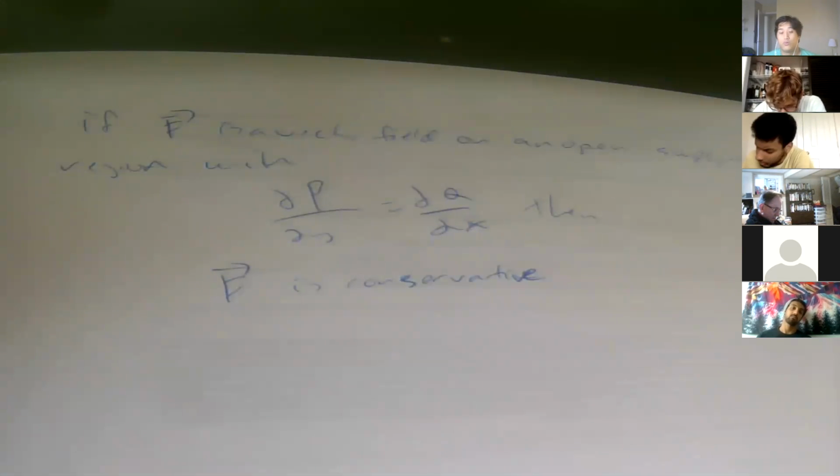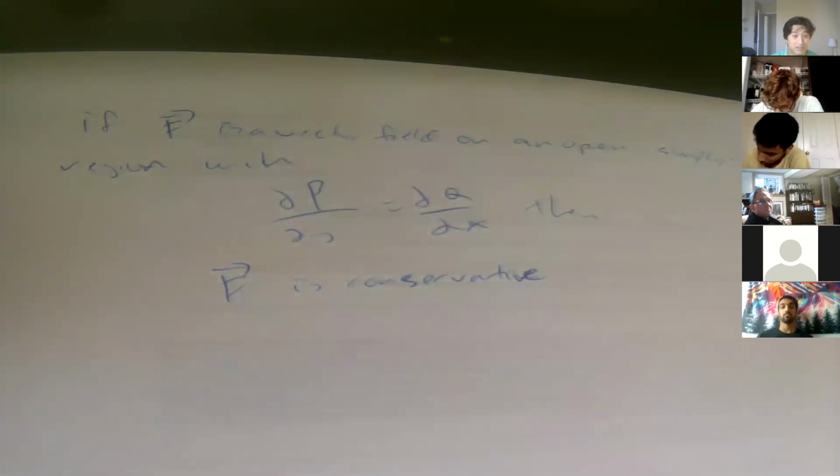So if the derivatives match up and my region is nice, then I'm guaranteed to have a conservative field. Okay. Does that make sense? And what's nice about this theorem? This is theorem 6.